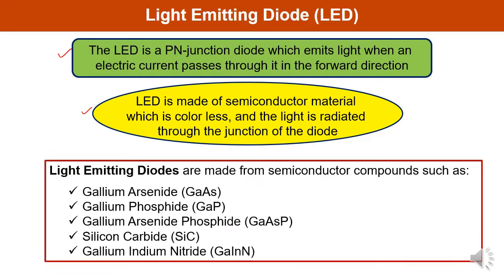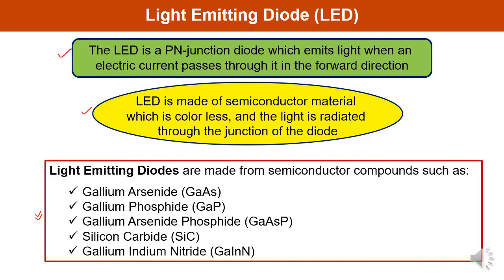Light emitting diodes can be made from semiconductor compound materials. You must remember this point. From semiconductor compound materials like gallium arsenide, gallium phosphide, gallium arsenide phosphide, silicon carbide, and gallium indium nitride. So some of the examples I have mentioned over here, but other materials can also be used.